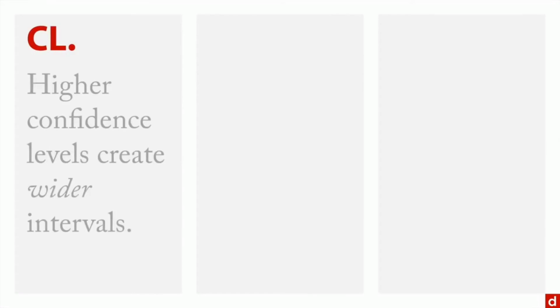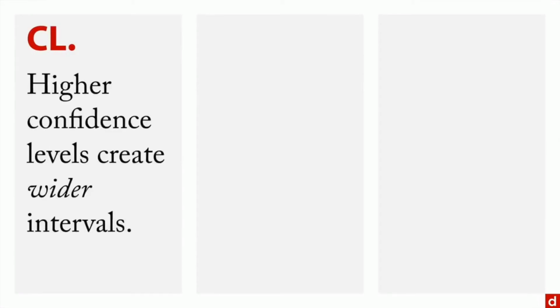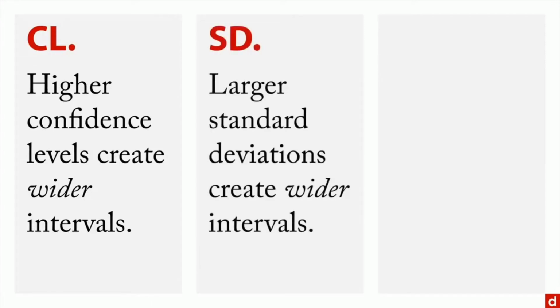There are some things that affect the width of a confidence interval. The first is the confidence level, or CL. Higher confidence levels create wider intervals. The more certain you have to be, you're going to give a bigger range to cover your bases. Second, the standard deviation, where larger standard deviations create wider intervals. If the thing that you're studying is inherently really variable, then of course your estimate of the range is going to be more variable as well.